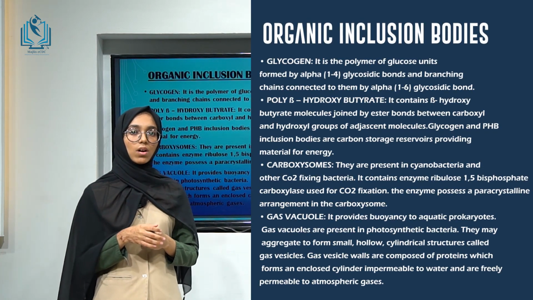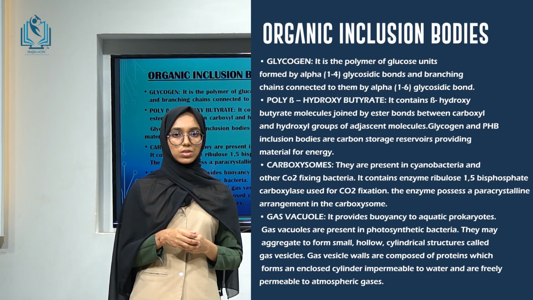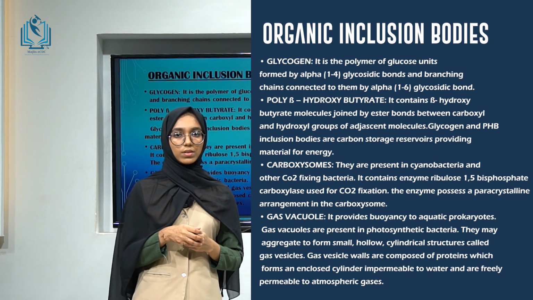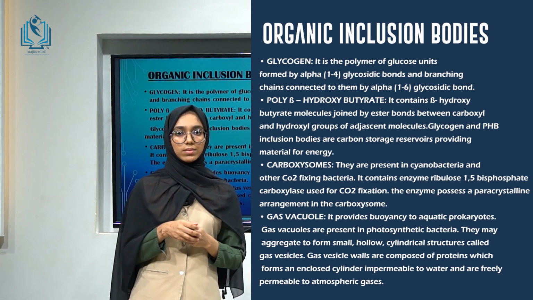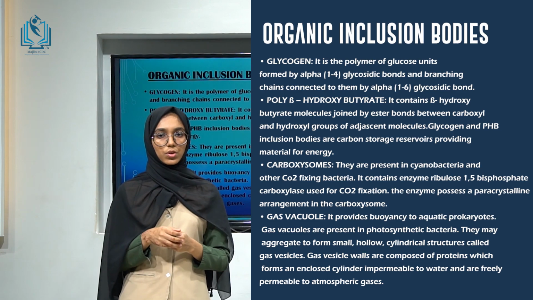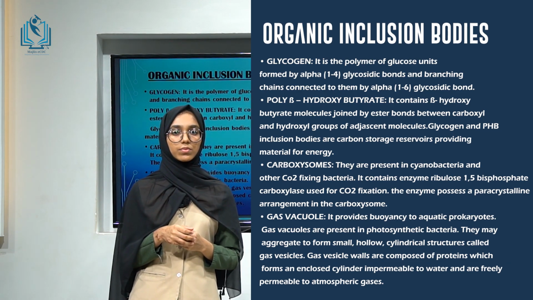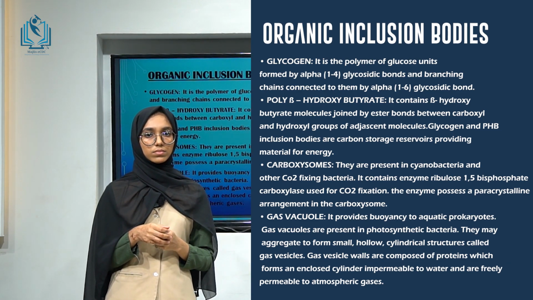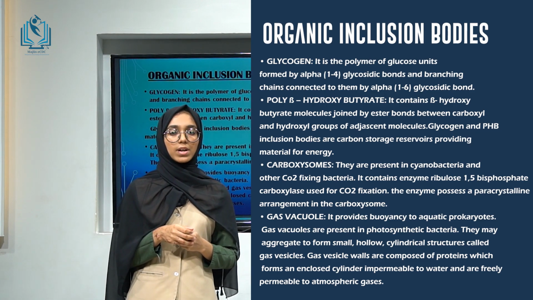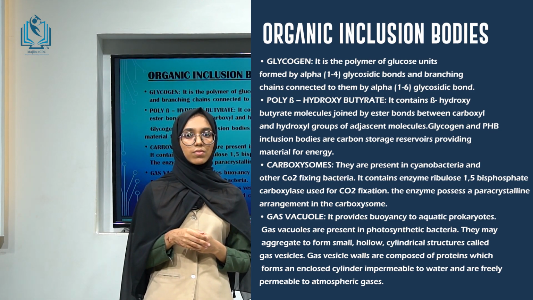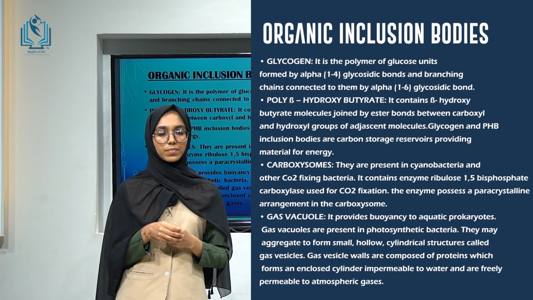Now let's dive into the organic inclusion bodies. So here we have glycogen. Glycogen is a polymer of glucose units formed by alpha-1,4 glycosidic bonds, and their branching chains are connected to them by alpha-1,6 glycosidic bonds.